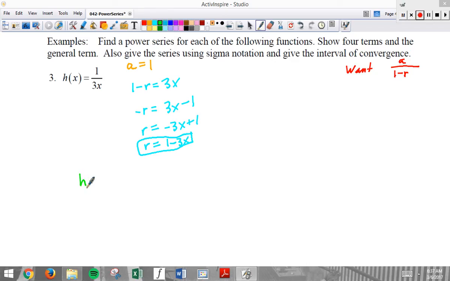So, h of x equals a plus a times r plus a times r squared. A is not showing up because a is 1. Plus a times r cubed. Four non-zero terms, and the general term: a times r to the n.